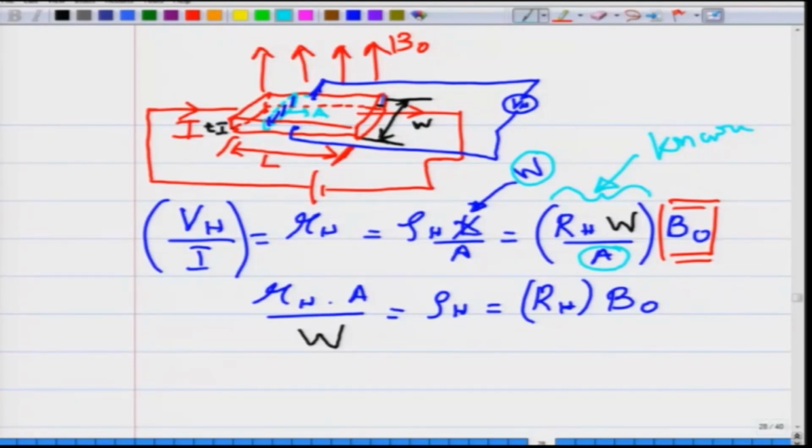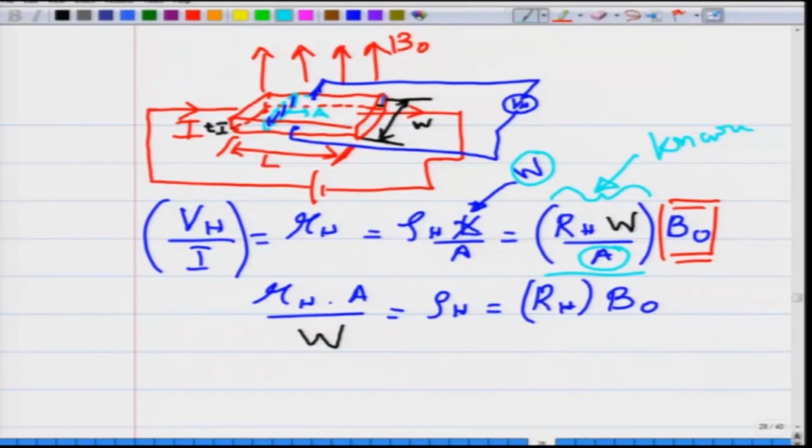So, if you measure this ratio, Vh by I, you will immediately know how much this quantity is. You can do early measurements and figure out how much this quantity is for your given material. Then you know the magnetic field B naught that you have, because you can just invert this and get the value of B naught, and this is how you can use it as a sensor. Some of the applications I will speak to you about in the next slide.